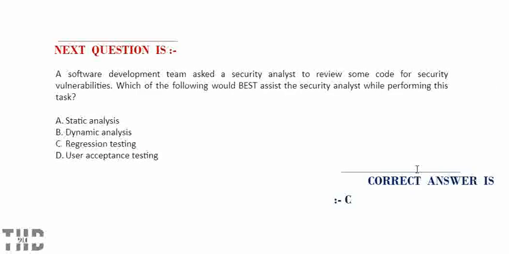Next, a software development team asked a security analyst to review some code for security vulnerabilities. Which of the following would best assist the security analyst while performing this task? Option A, static analysis. Option B, dynamic analysis. Option C, regression testing. Option D, user acceptance testing. Correct answer is option C.